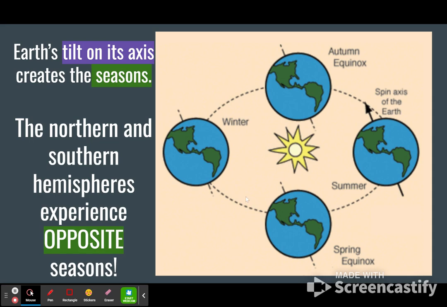So seasons are caused by Earth's tilt on its axis as it revolves around the sun, also known as orbiting around the sun. The northern and southern hemisphere experience opposite seasons. So what this means is as we in the northern hemisphere are in winter, at the same time in the southern hemisphere, they're going to experience summer. So it's opposite. When we have summer over here in the northern hemisphere, they're going to experience winter in the southern hemisphere.